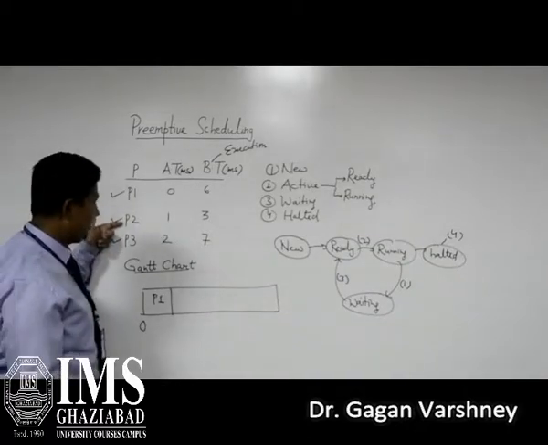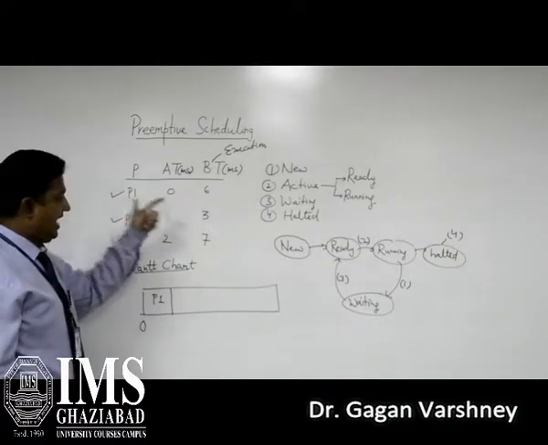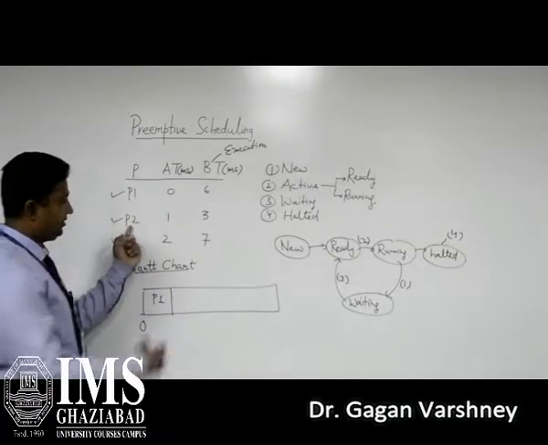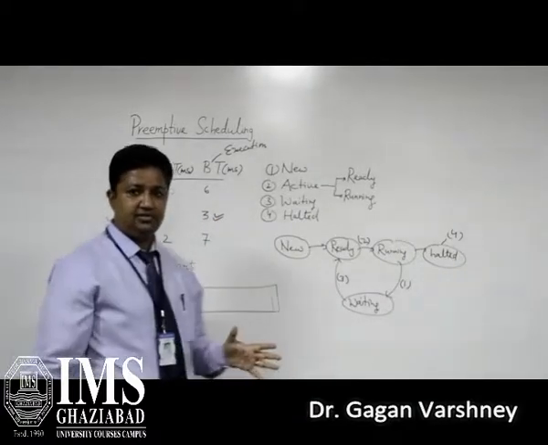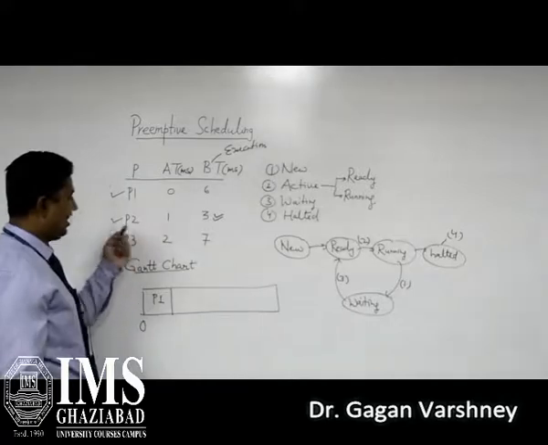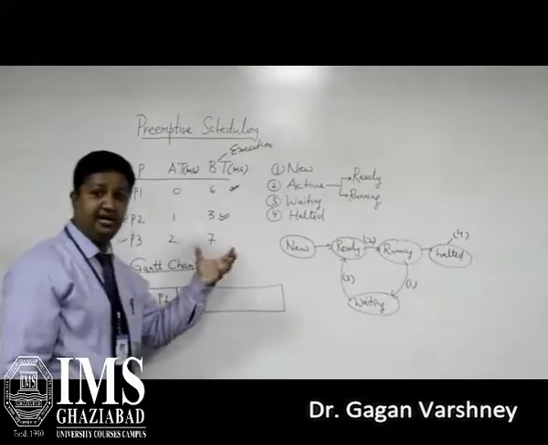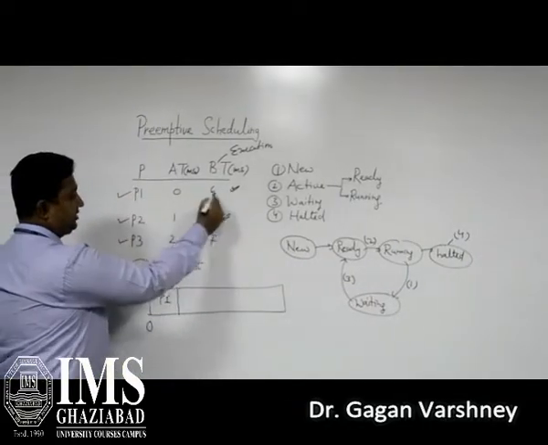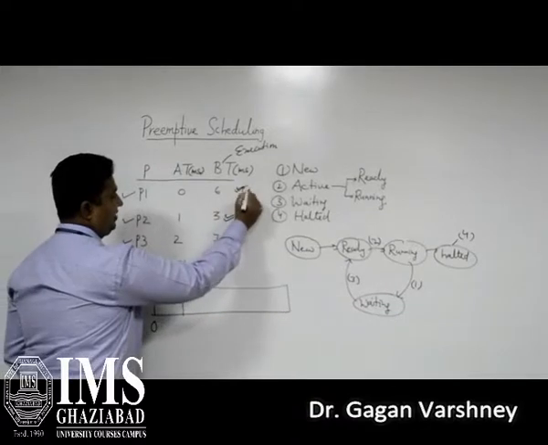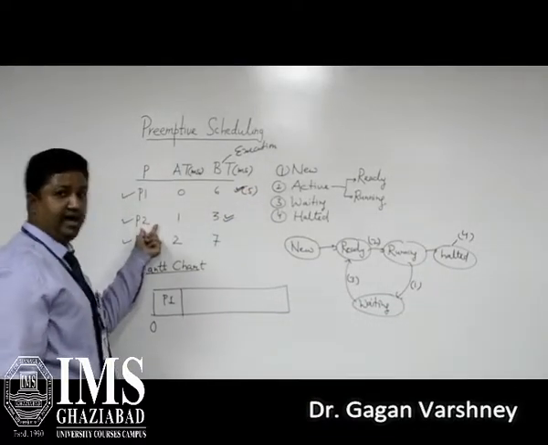Here it is important to note that the new process is process P2. The execution time of process P2 is 3 milliseconds, which is less than the execution time of process P1, meaning the remaining execution time. So the remaining execution time for process P1 is 6 minus 1, that is 5 milliseconds. So this is the current process, and the new process is P2.